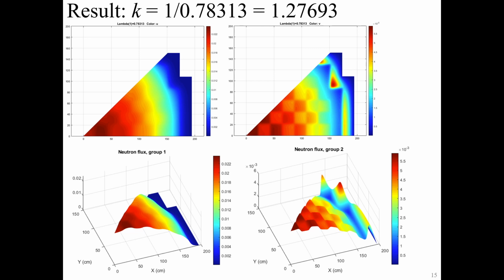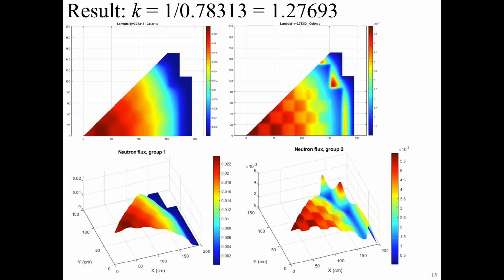Then you can obtain the neutron flux figure. The upper two figures are the top view, and the lower two figures are the 3D view. This will conclude the PDE modeler part.